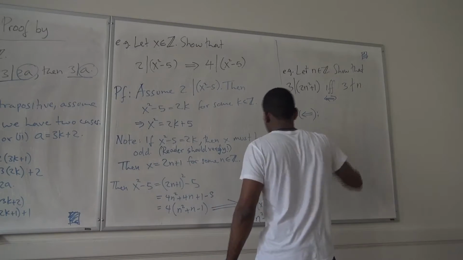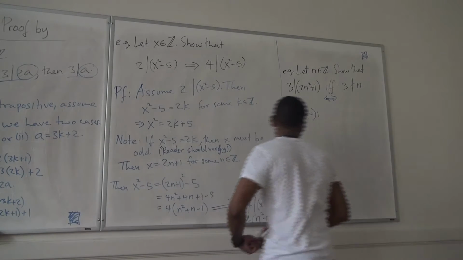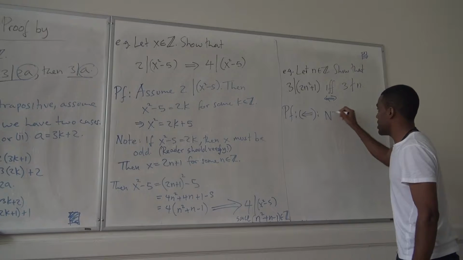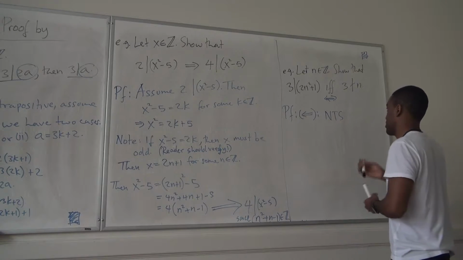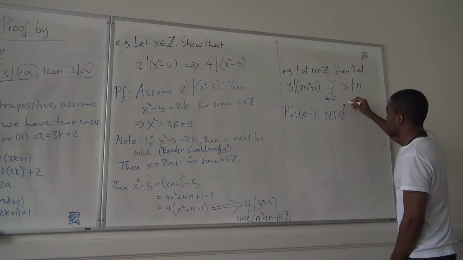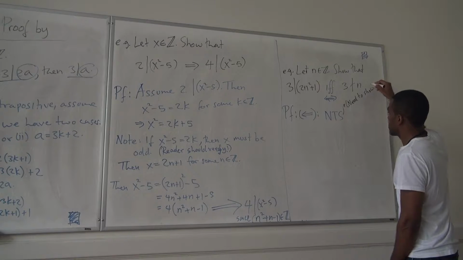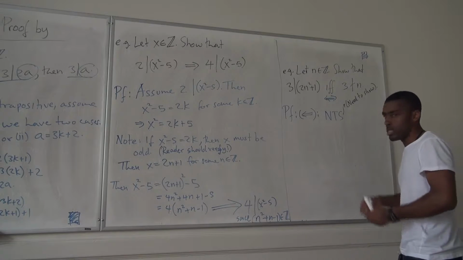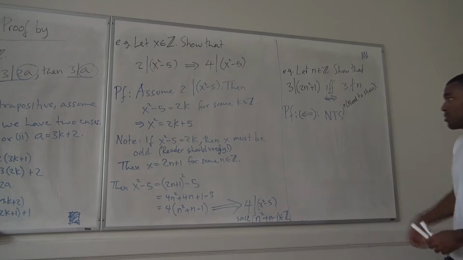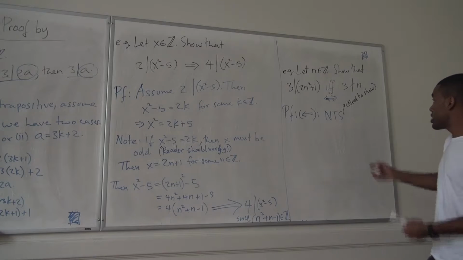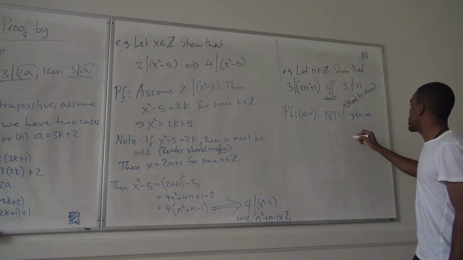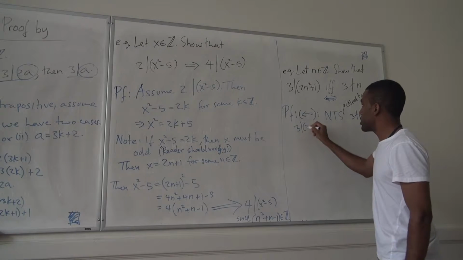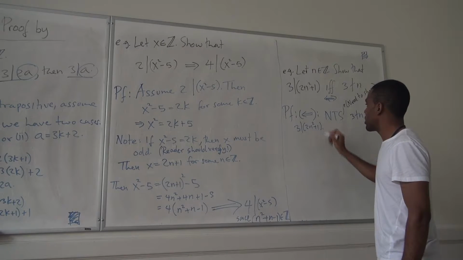Now it's probably as good a time as any to introduce this. Sometimes when I'm lazy, I'll write something like NTS, which basically means we need to show. A lot of people use that shorthand, so in the future, that's what NTS means. We need to show that 3 does not divide n implies that 3 divides 2n squared plus 1.